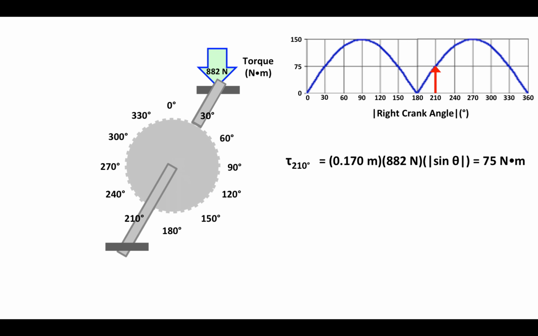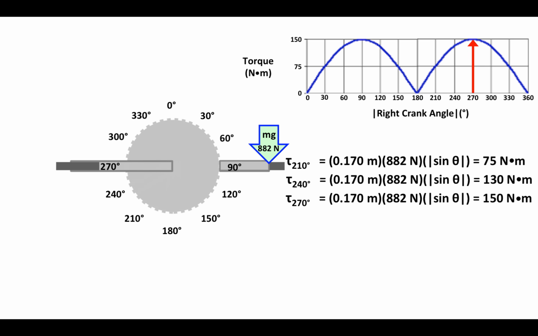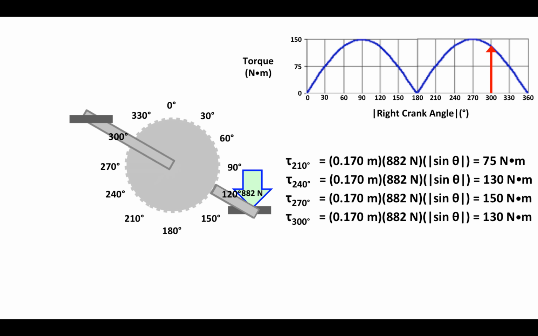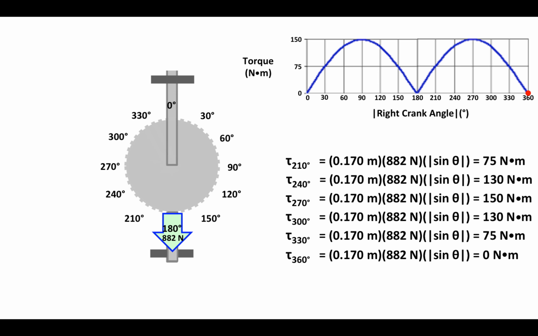Now my left crank takes over, and at 210 degrees, I have 75 Newton meters. At 240 degrees, 130 Newton meters. At 270 degrees, 150 Newton meters. 300 degrees, 130 Newton meters. 330 degrees, 75 Newton meters. And back to 0 Newton meters, this time with the left crank all the way at the bottom, and we have completed one complete pedal stroke.